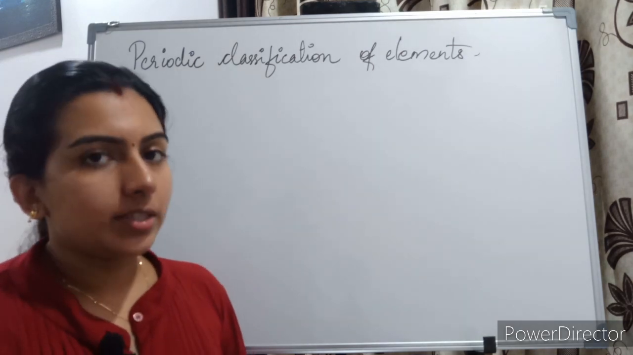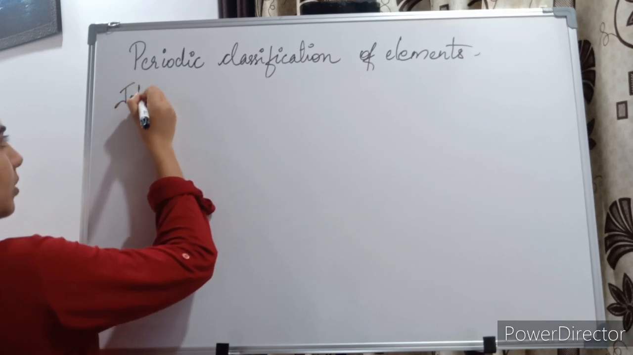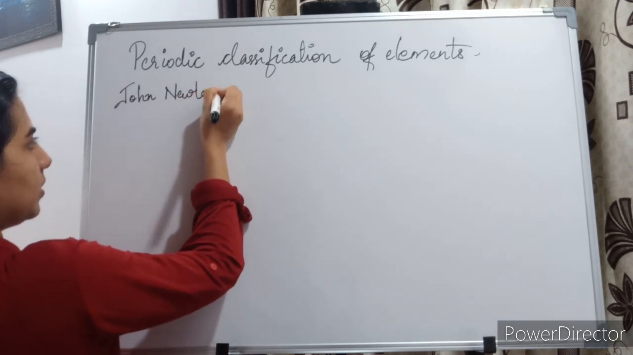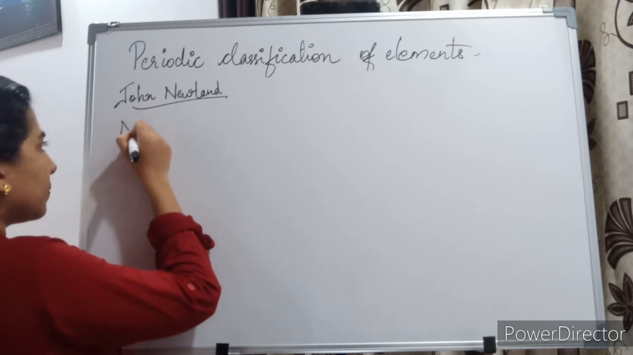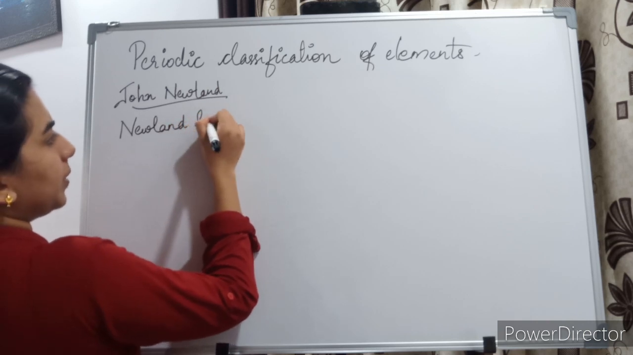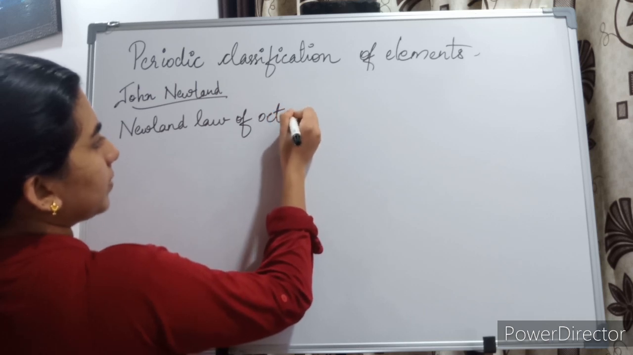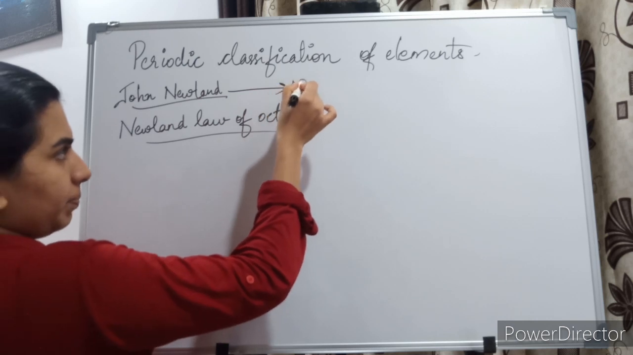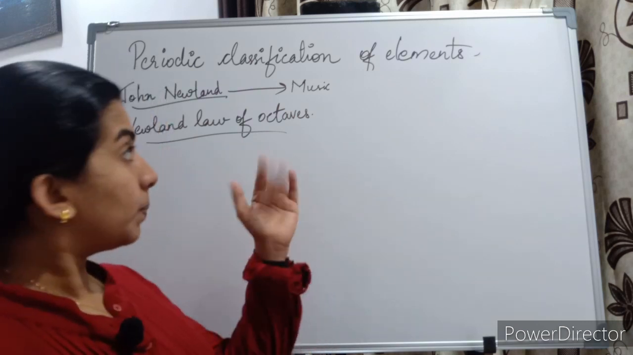Then came the next scientist named John Newland. He gave a new method of classification known as Newland Law of Octaves. That is, he was very fond of music. So he just compared those chemical elements with music.